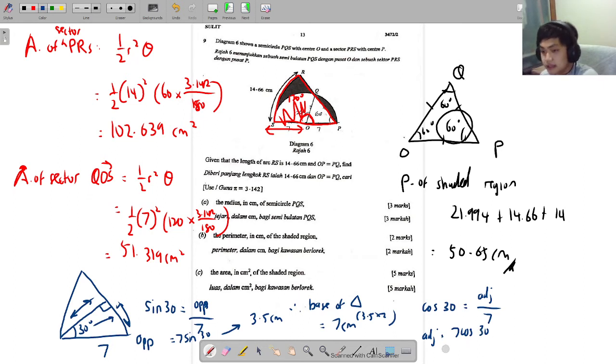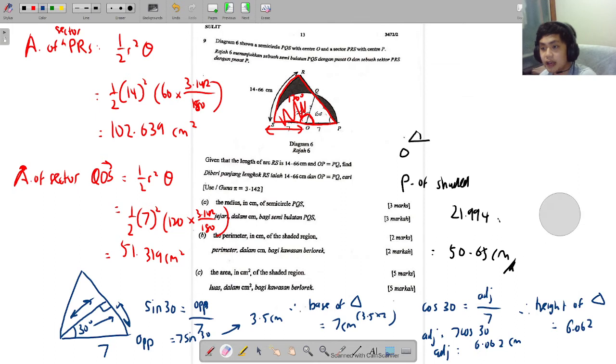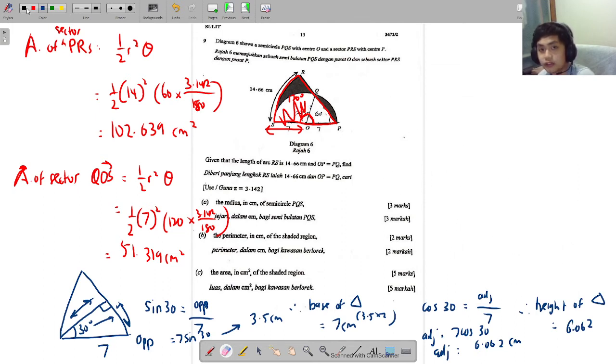So this is 6.062 cm. Therefore, the height of the triangle is equal to 6.062. So since I know this, then I can find the area of the triangle. So now the area of the triangle is equal to half times 7 times 6.062. So that is 21.217 cm square, right?